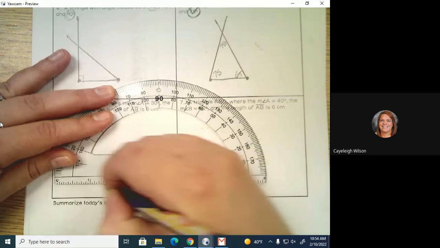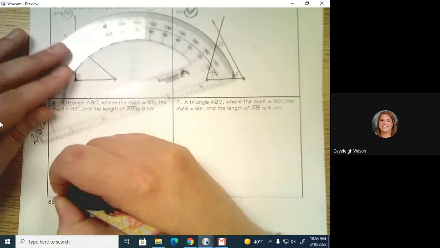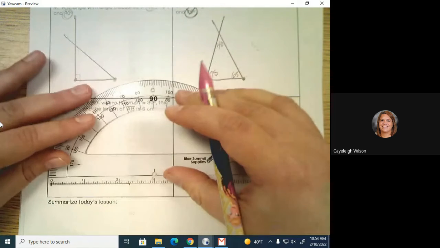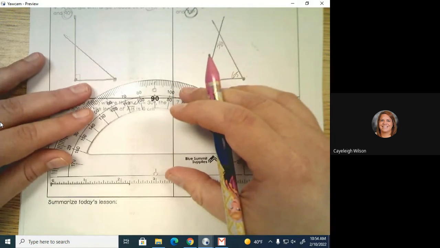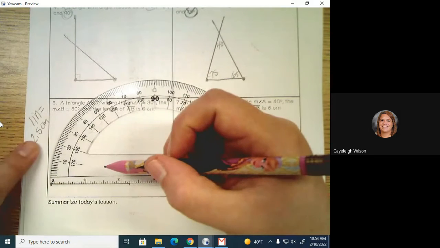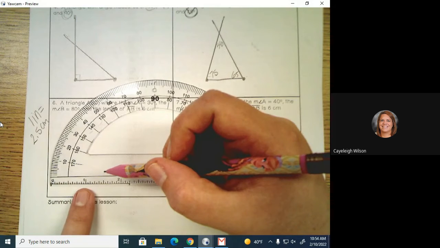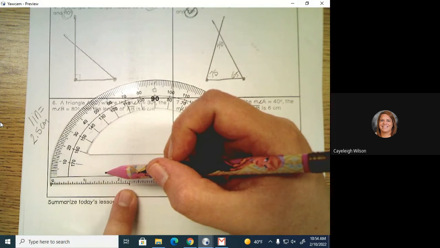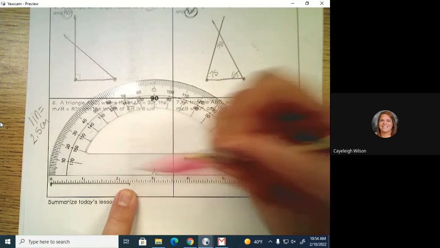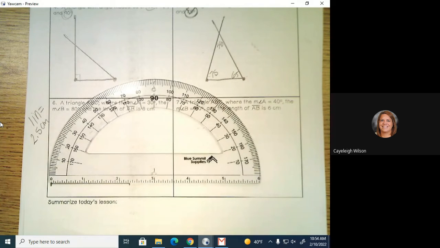So I'm going to draw a line segment that's that long, a little over 2 inches. Because we said 1 inch is 2.5 centimeters, just a little bit over 2 inches is 6 centimeters. So draw a line segment that's that long.